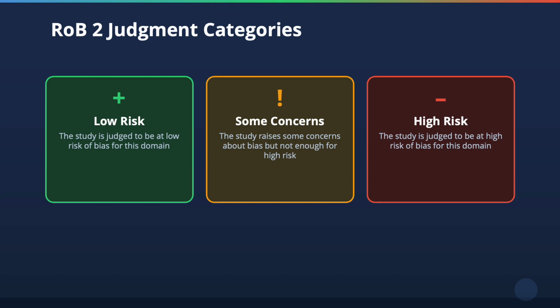High risk of bias, shown in red with a minus sign, means a serious problem likely introduced meaningful bias. Each judgment must be supported by clear rationale based on the signaling questions and evidence from the study report. Never make a judgment without documenting your reasoning.